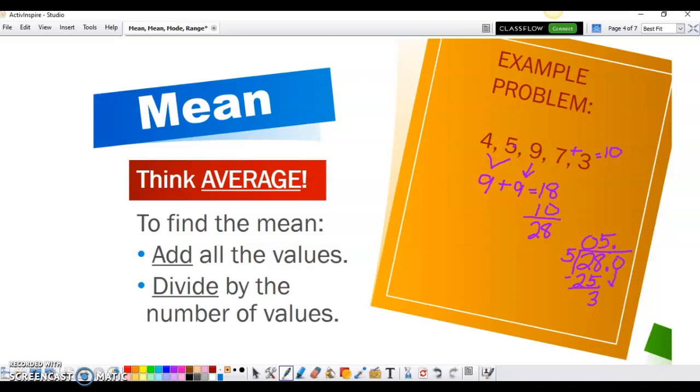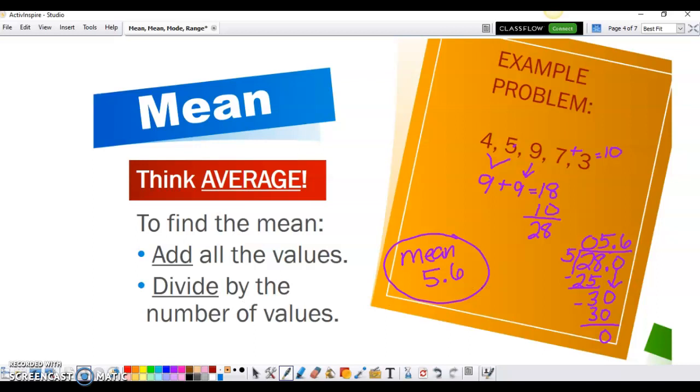Add a 0, bring that guy down. 5 goes into 30 6 times. 6 times 5 is 30, and we have no remainder. So our mean for this data set is going to equal 5.6. That's the average, okay? So if this was a score of 4, 5, 9, 7, and 3, your average score would be a 5.6, okay?